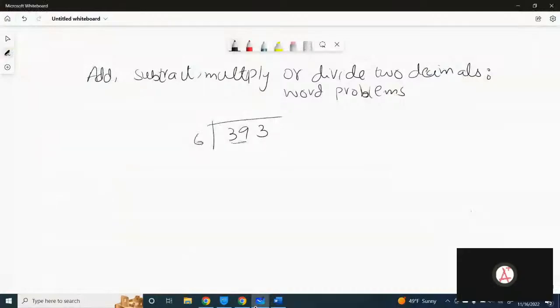So you have to count a table of 6 until you get 39 or a number that is less than 39. So we can go for which number? 6 times 1 is 6, 6 times 2 is 12, 3 is 18, 6 times 4 is 24, 6 times 5 is 30, 6 times 6 is 36, and 6 times 7 is 42. So 42 is greater, we can go for 6 times 6, 36. Got it? 39 subtract 36 is 3 and bring the next digit down.